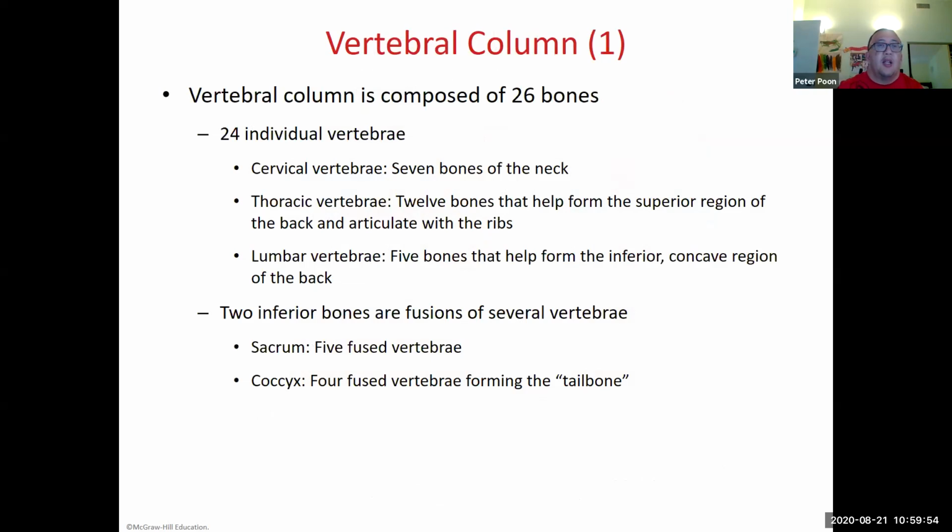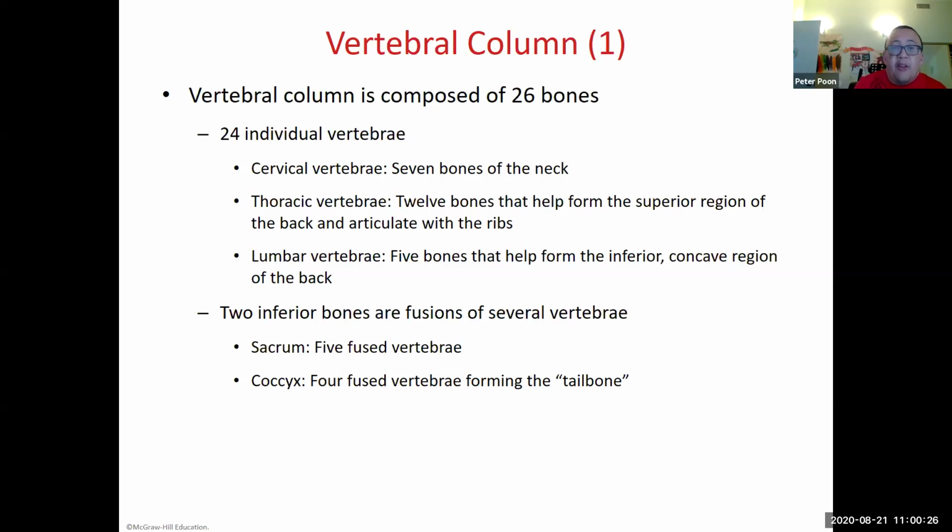The vertebral column is made out of 26 individual bones. 24 of those are called individual vertebrae. Two of them are fusions of several vertebrae, the sacrum and the coccyx. The sacrum is the back part of your hip, and the coccyx is what we call the tailbone.